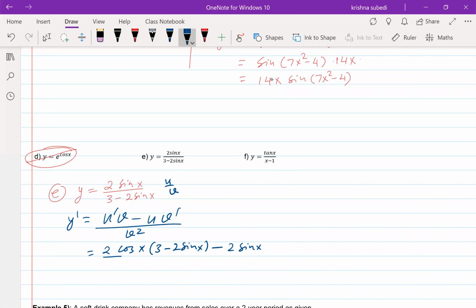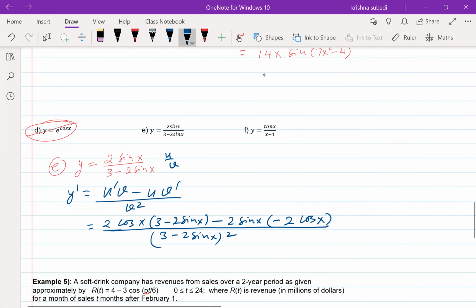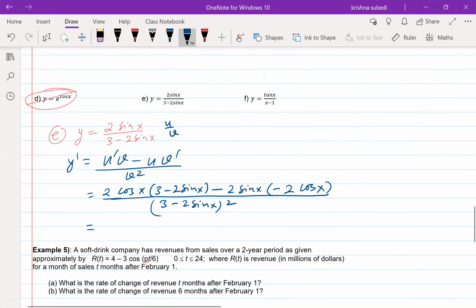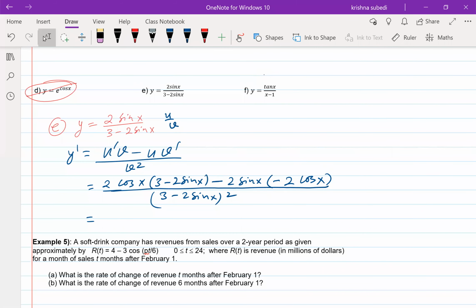and the derivative of v. So what is the derivative of v, by the way? It will be derivative of 3 is 0 minus derivative of sine, which will be cosine. So 2 cosine x over 3 minus 2 sine x squared. Okay, now we are done with the calculus part. We just found the derivative.